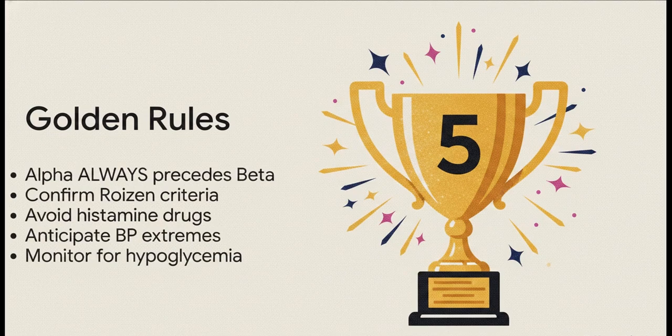1. Alpha always precedes beta blockade. 2. Confirm your optimization with the Roizen criteria. 3. Avoid histamine-releasing and sympathomimetic drugs like the plague. 4. Anticipate hypertension with manipulation and hypotension with ligation. And 5, monitor aggressively for post-operative hypoglycemia. These 5 points represent the absolute highest yield testable concepts across the whole perioperative journey.